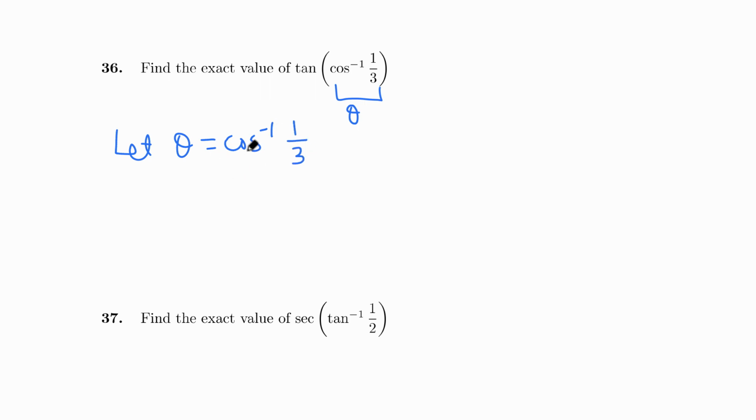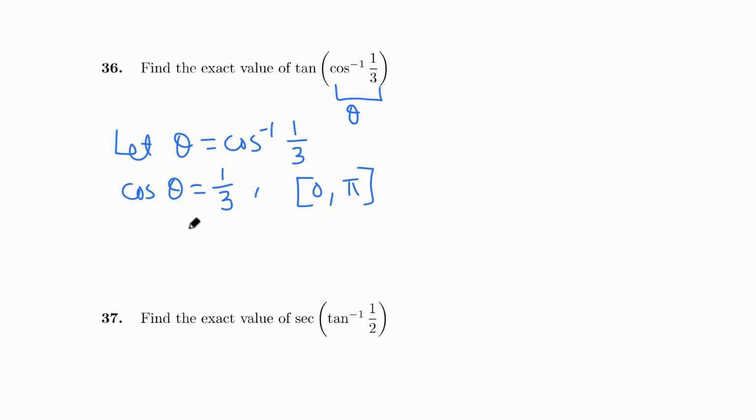That is the same as taking cosine on both sides. Cosine of theta is 1/3, and theta should belong to 0 to pi for cosine inverse, either in the first quadrant or in the second quadrant. Now this question reads tangent theta, because we assumed this thing to be theta, so we want to find tangent theta. So we have cosine theta equals 1/3.